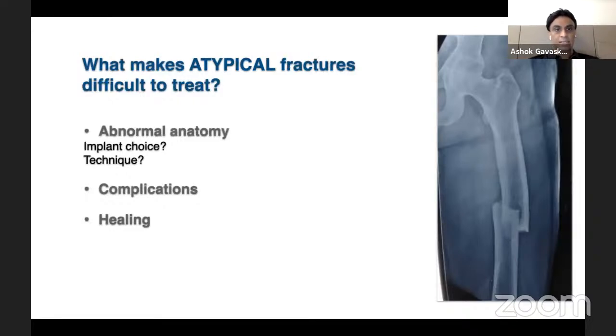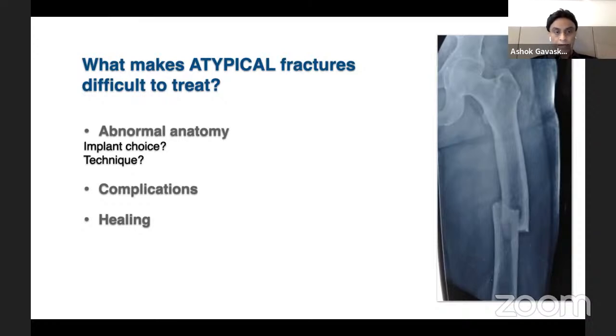As I said, the first thing is the abnormal anatomy. So you don't have a normal looking femur, and you have excessive bowing in both planes, apart from thickened cortices, and sometimes you can even have completely obliterated canals. So this makes it difficult to choose your implant, and it is difficult for any implant to be put in satisfactorily. And there are situations where you cannot just nail these fractures. So you have to be very choosy, very critical of your implant selection and your technique. You cannot nail these fractures as you would a routine femur. And you need to adopt certain specificities or techniques to nail them successfully so that you don't end up in issues.